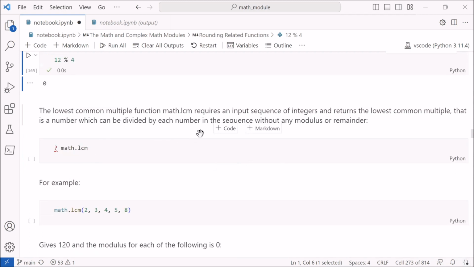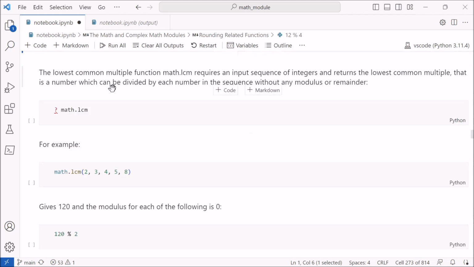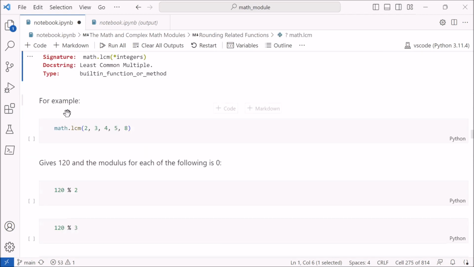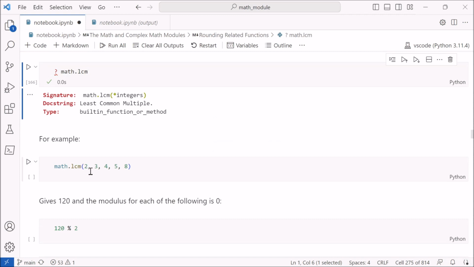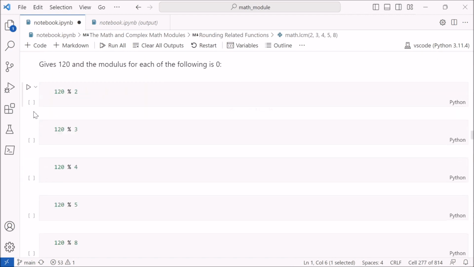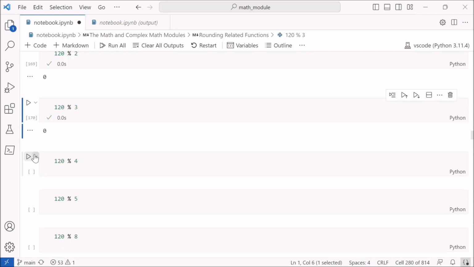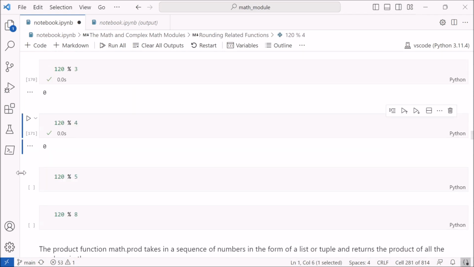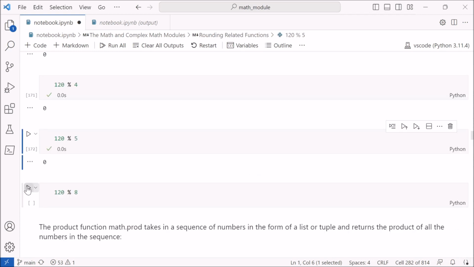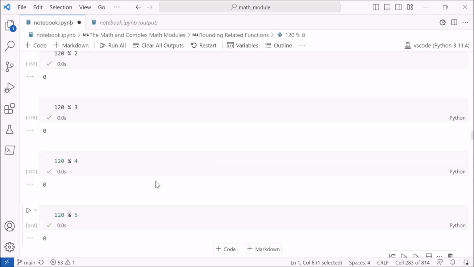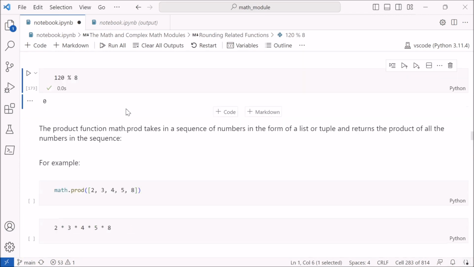The lowest common multiple function also requires an input sequence of integers and returns the lowest common multiple. That is a number which can be divided by each number in the sequence without any modulus or remainder. So for example, we can have a look at 2, 3, 4, 5 and 8, and this gives 120. If we have a look at the modulus of 120 and 2, 120 and 3, 120 and 4, 120 and 5, 120 and 8, this is all 0.